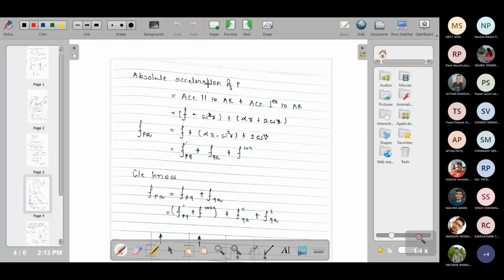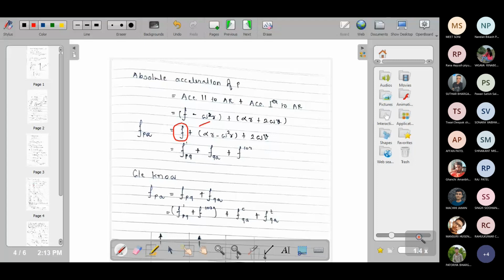Now the absolute acceleration of point P. Where is point P? It is on the slider. It is the acceleration parallel to AR plus the acceleration perpendicular to AR. Now we have found the parallel component, F minus omega square R plus alpha R. This is the perpendicular component, alpha R plus 2 omega V. Now rearranging the terms, F is the linear acceleration of the piston. In the exam, you will also be given the value of the linear acceleration of the piston F. My piston is moving, and the linear acceleration is this much. F is given.